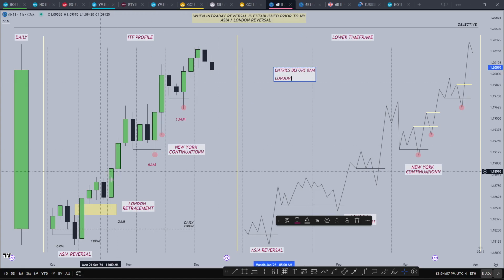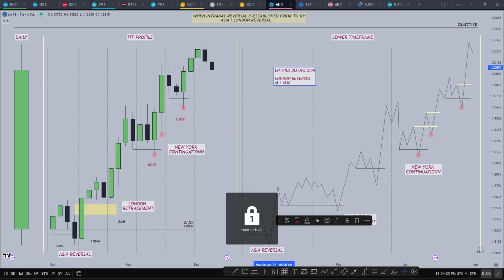Entries before 1 a.m. are also considered London. 2 a.m. is like the kill zone, but the 2 a.m. H4 is mainly for when London reverses. And the second thing: if I'm taking an entry before 8 a.m., it would never be less than the M15 time frame. M30, you can say M30, M15. Watch any entry of mine before 8 a.m., it would be M15, M30.